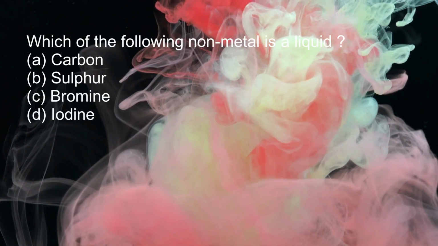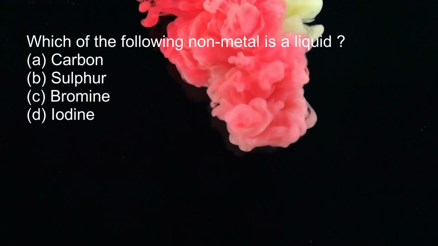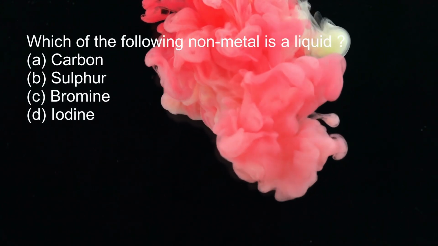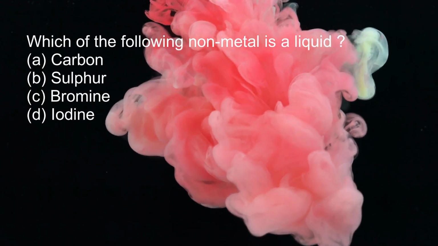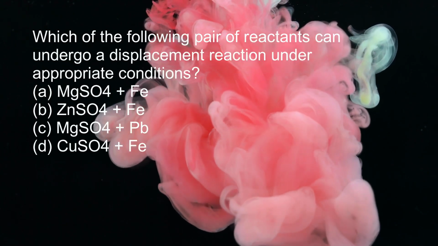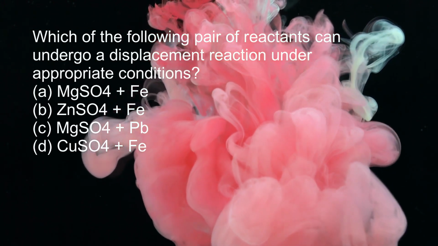Which of the following non-metals is a liquid? A. Carbon, B. Sulfur, C. Bromine, D. Iodine. Solution: option C. Bromine is the answer.